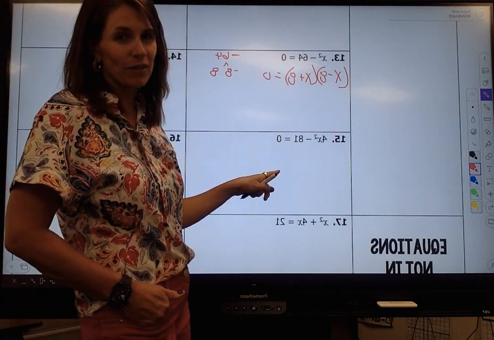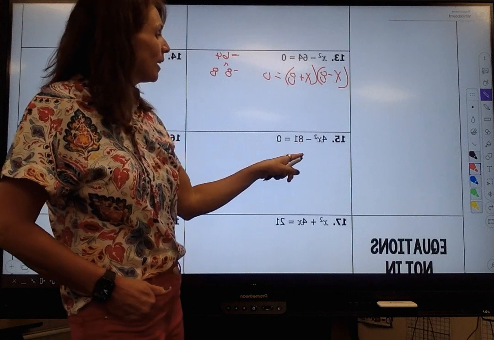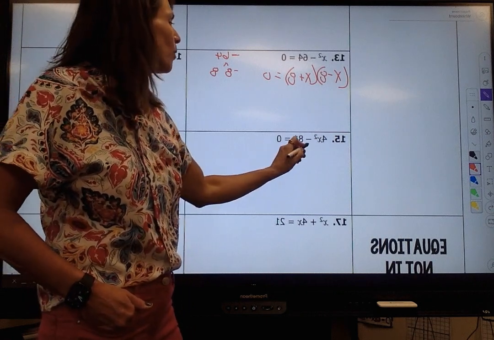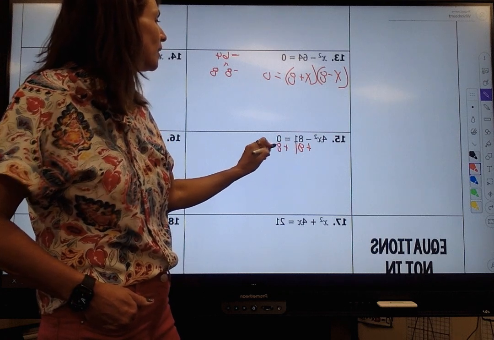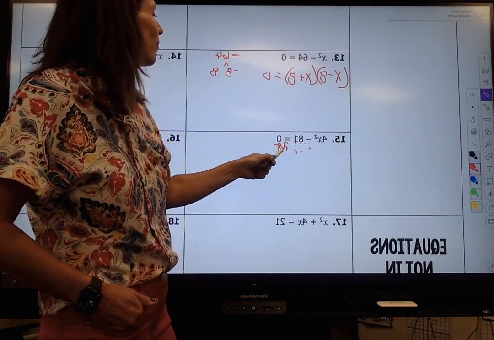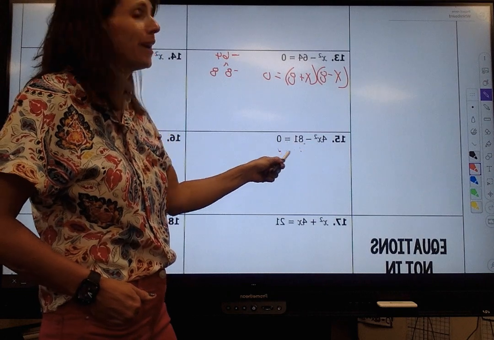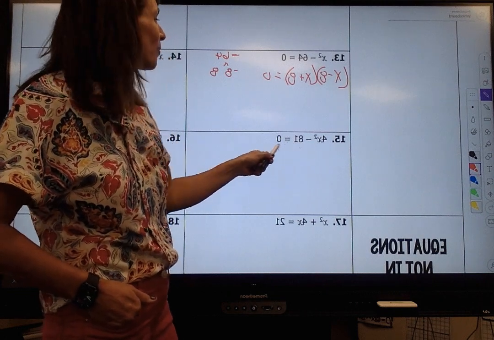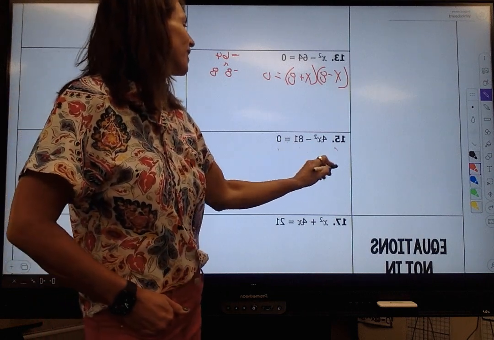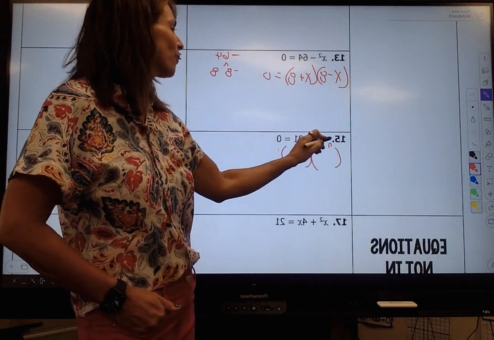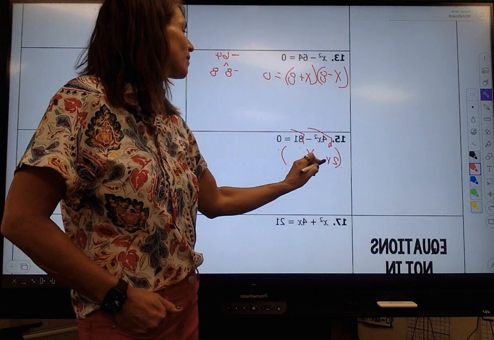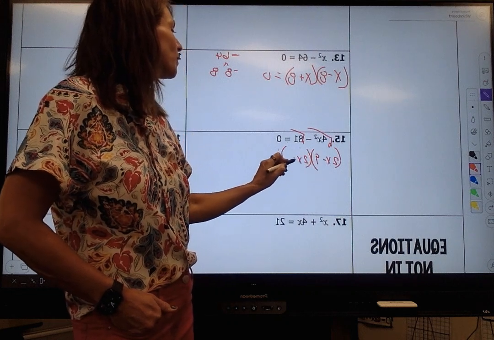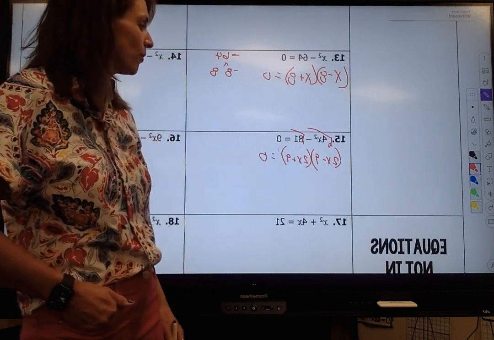You can do one of two ways here. 4 doesn't go into 81, but watch what you can do. This is a difference of squares. I'm refreshing my memory. It fits the form. I can take the square root of the first term and the square root of the second term. So I get 2x minus 9, 2x plus 9, set equal to 0.